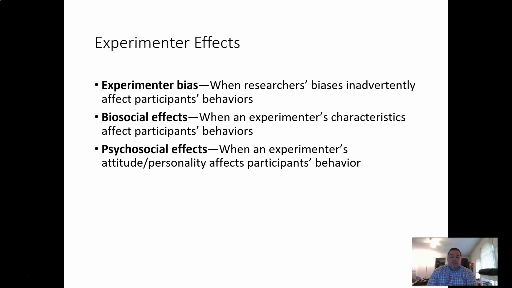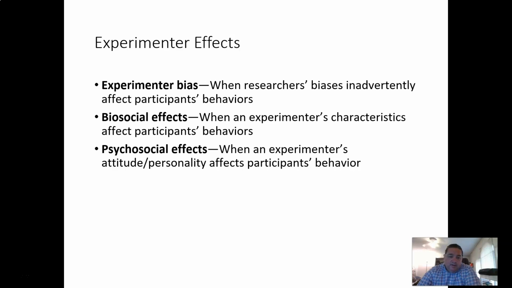So experimenter effects, when the person themselves influences the outcomes of an experiment. Experimenter bias, when researchers' bias inadvertently affects participants' behavior. Confirmation bias is one of those things. I have a belief of an outcome on how it's going to happen, so therefore it's going to be important for me to hold my own expectations out or have other people conduct my research for me.